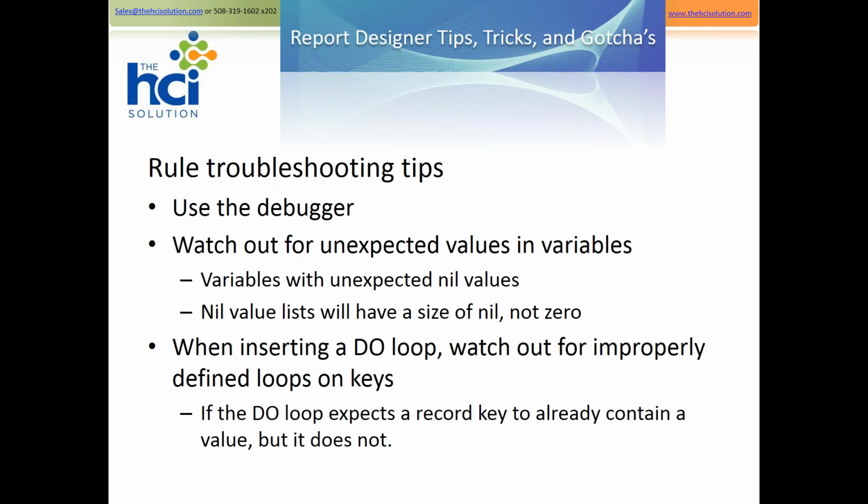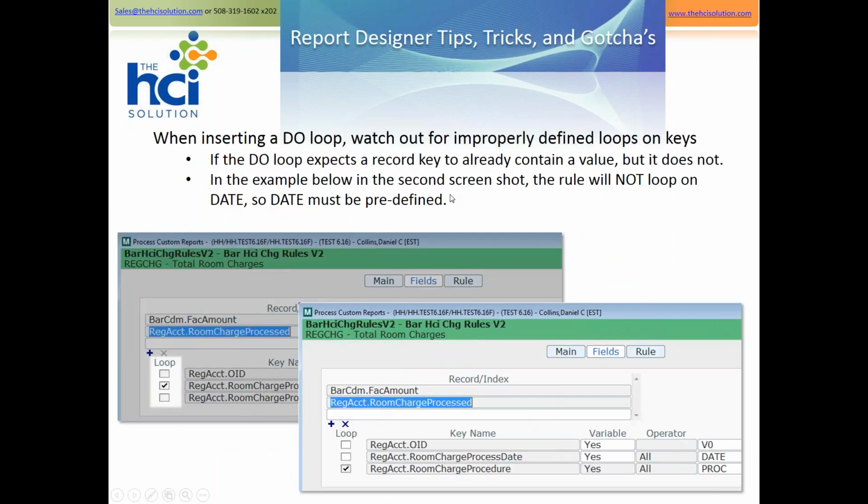And when inserting a do loop, watch out for improperly defined loops on keys. If the do loop expects a record key to already contain a value, but it does not, you will run into problems. I'll show you that on this next screenshot. When you set up do loops and when you set up records in rules for looping, you have to define which key the rule is going to loop on. So in these two examples here, it's from the same rule and the same record.